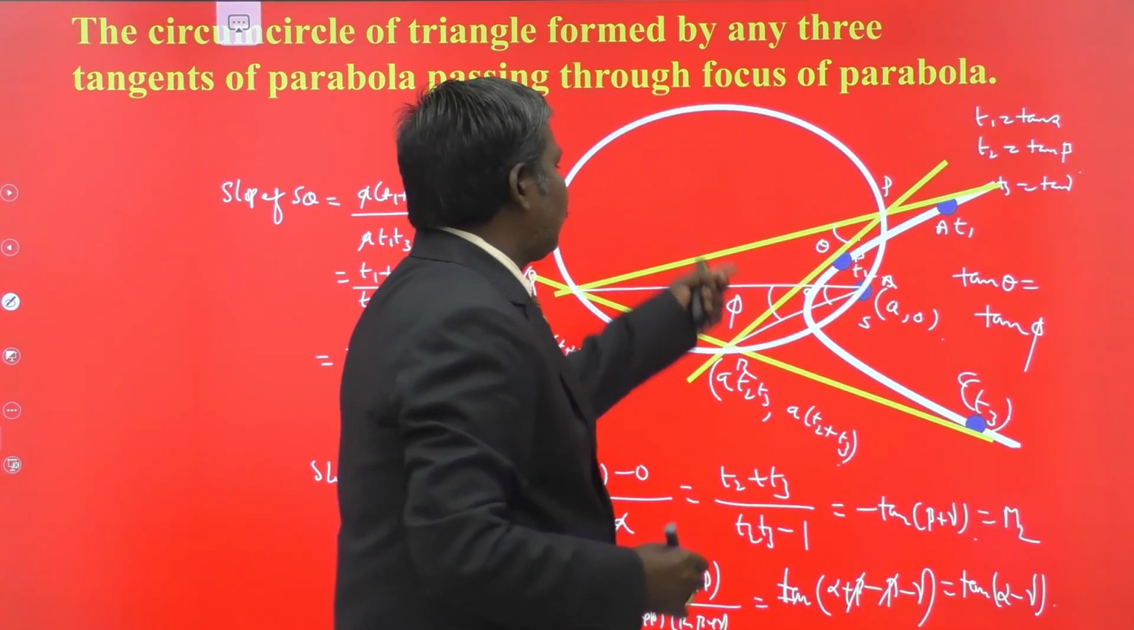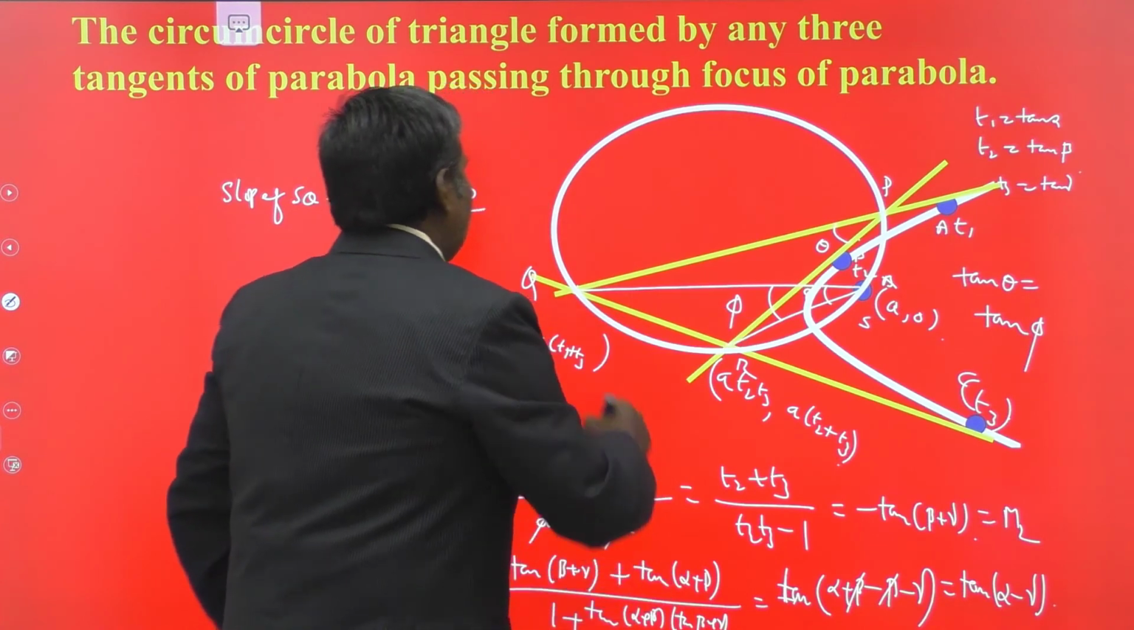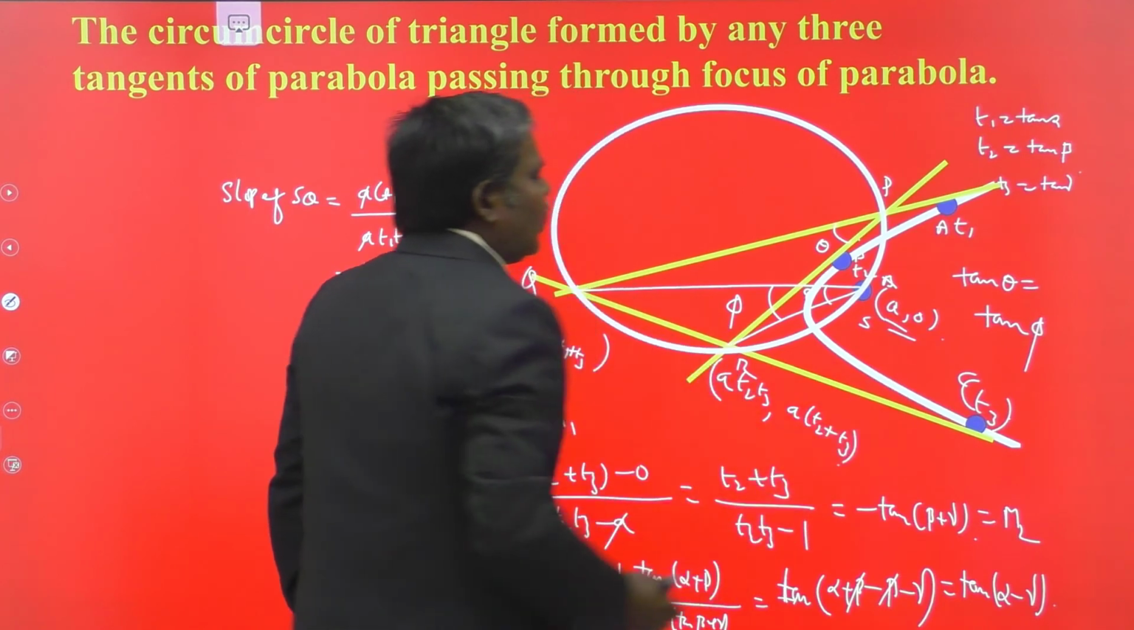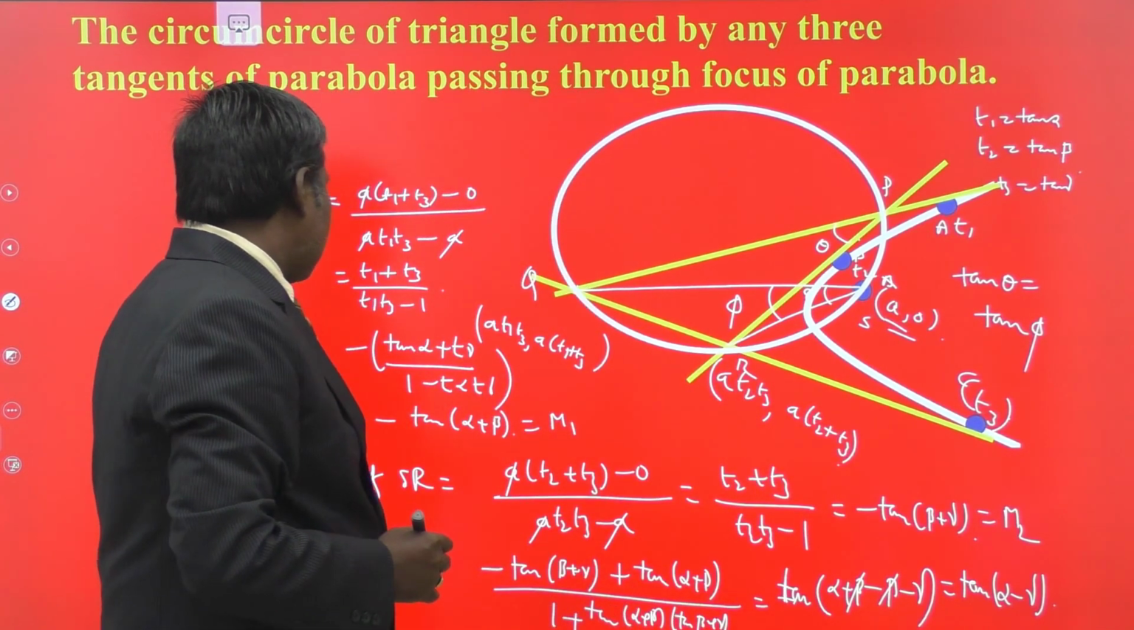Tan theta equals tan phi, therefore theta is equal to phi. So the angles in the same segment are the same. Therefore, your circumcircle passes through what? The focus of the parabola. So what is tan phi?